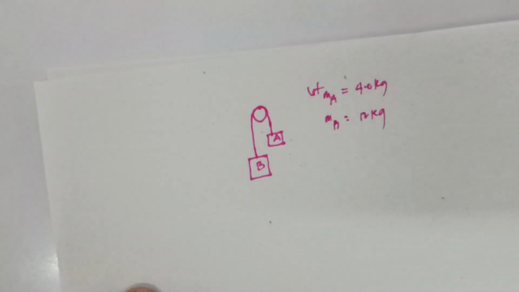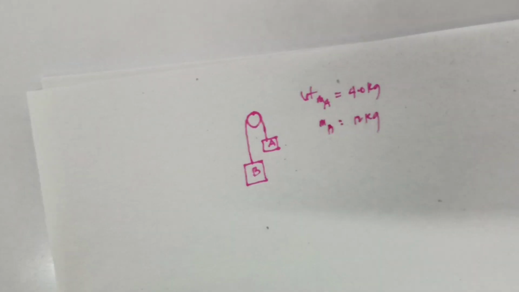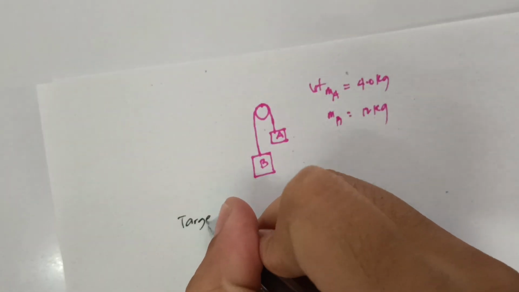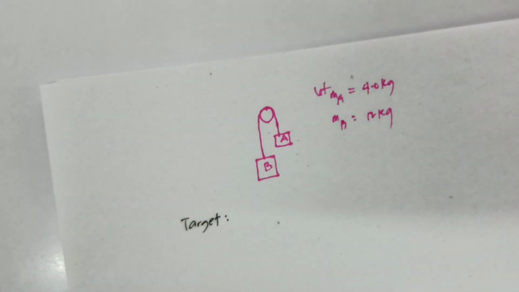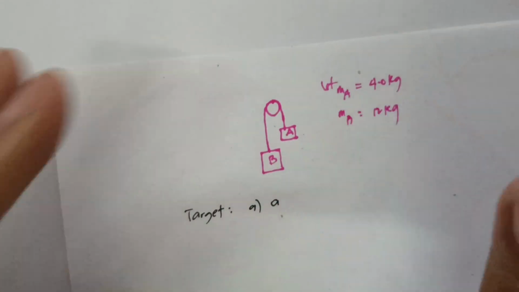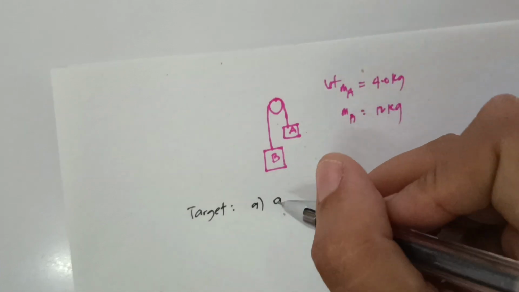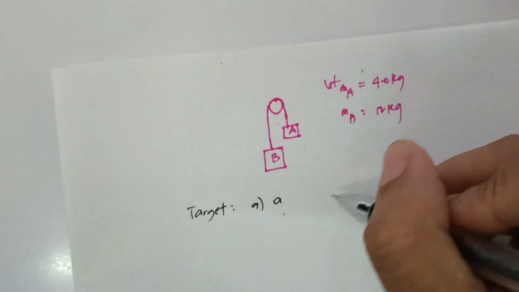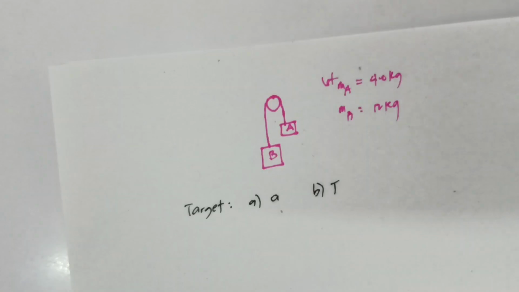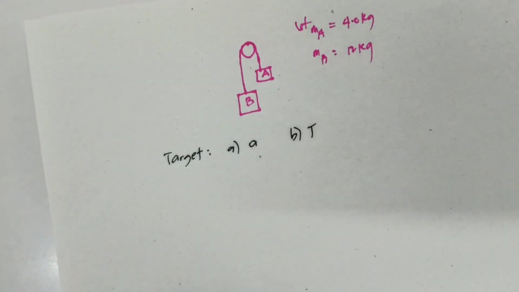Now, after natin ito i-drawing, ang first na gagawin natin is always write the target. Okay, so you will know kung anong goal natin, no? Para may mag-guide sa inyo. Always yan. If you don't have a goal, then kahit ano na lang gawin mo, no? So, here, acceleration, and B is the tension. So, these are the two targets na kailangan natin ma-solve.